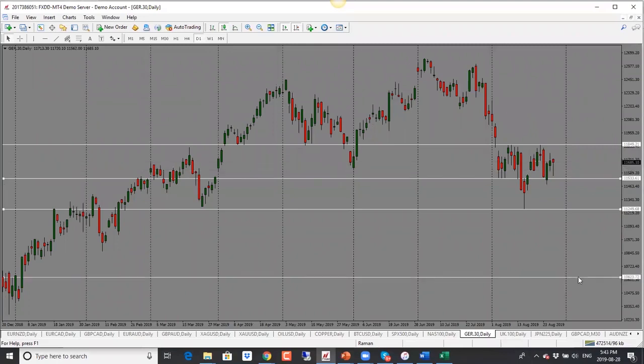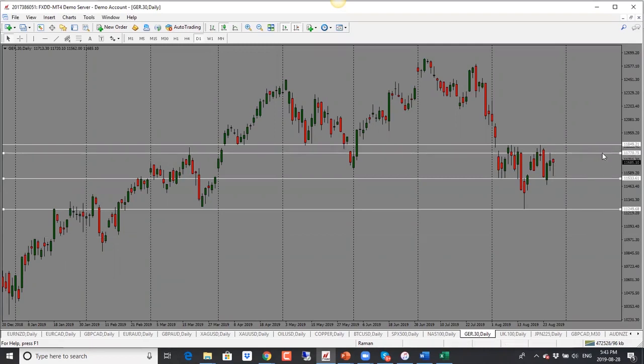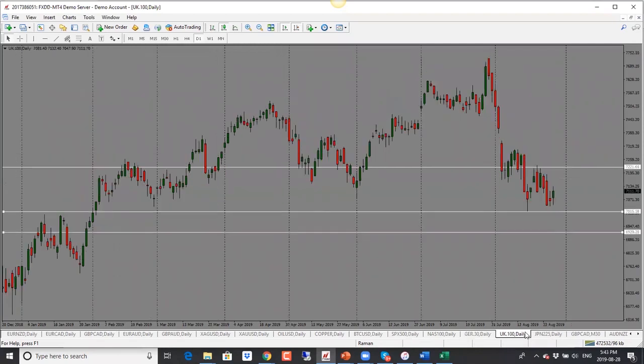DAX here, DAX hasn't really done much. Again, this is also range bound, so this one could go higher again. So the first target here would be 11,770, then 11,850. So this one's neutral as well.